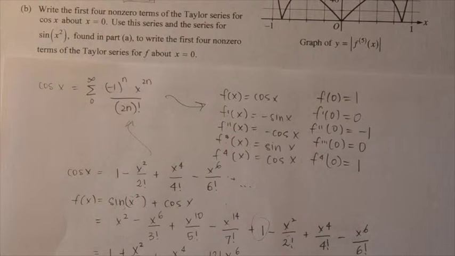If you nailed down what sine of x or cos of x is in Taylor series form, you wouldn't have any problem with b. Finding the first non-zero terms of cos of x is worth 1 point, and if you add the function correctly, it is worth 2 points. Just remember not to make arithmetic mistakes.